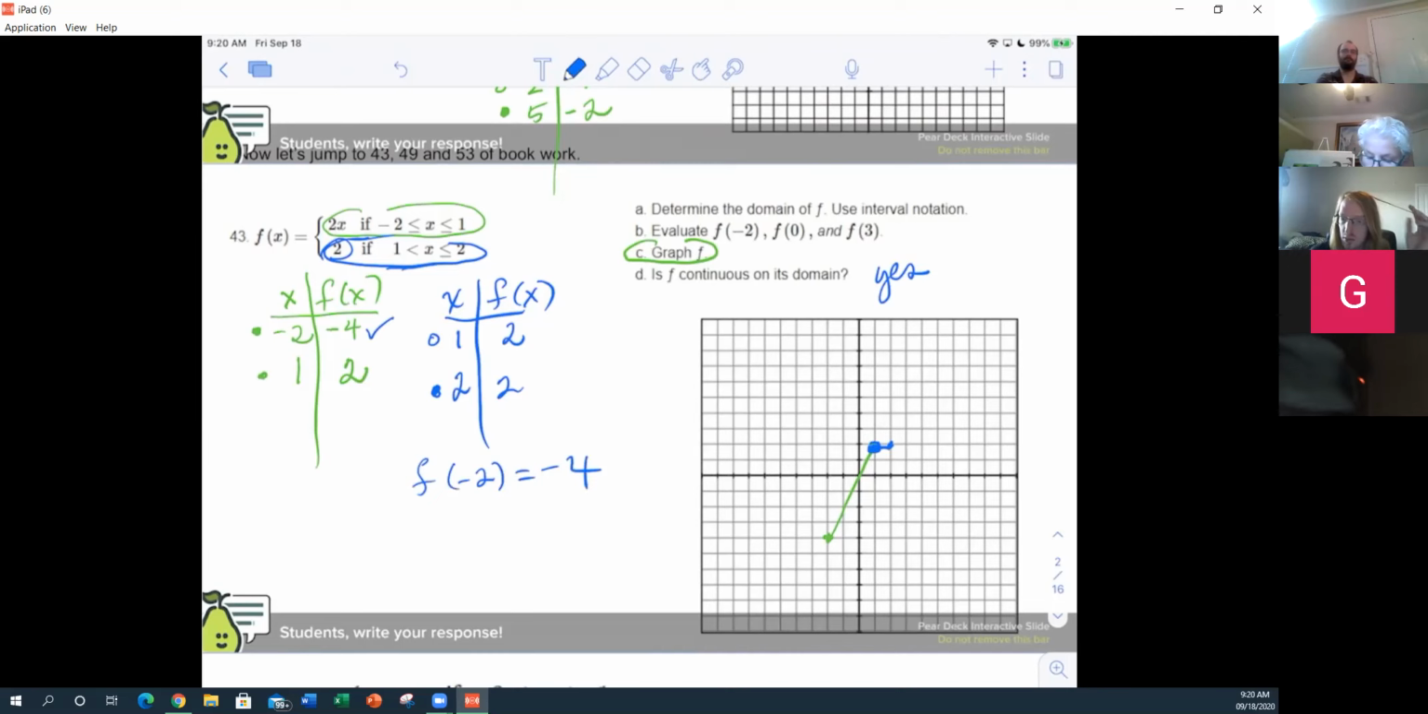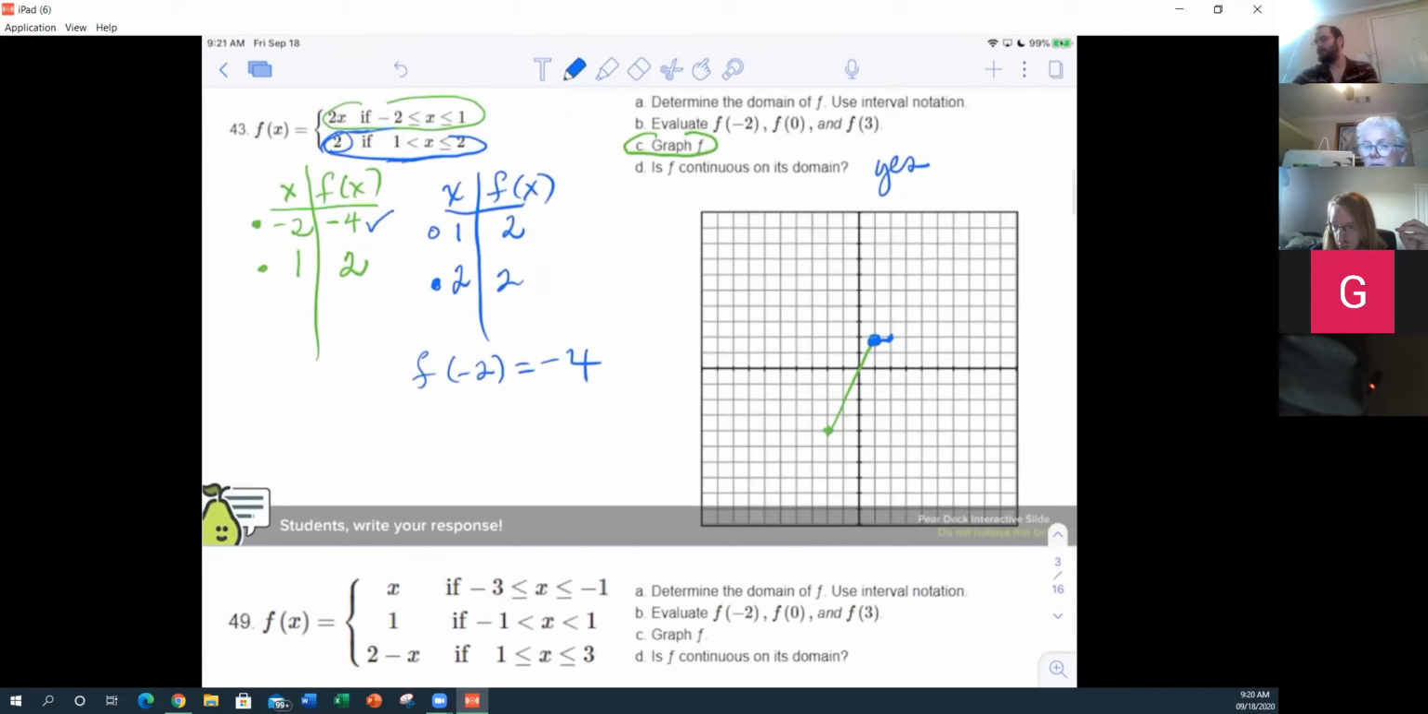And then what about f of 0? You could look at the graph and find it, right? What is f of 0? 0. You could either fill it in here or look at the graph. There it is, so f of 0 is 0. And then f of 3? What's f of 3?